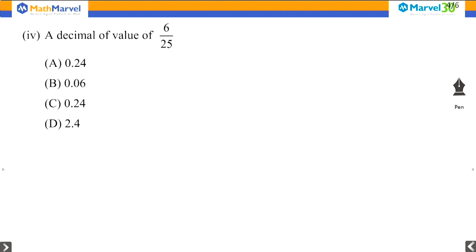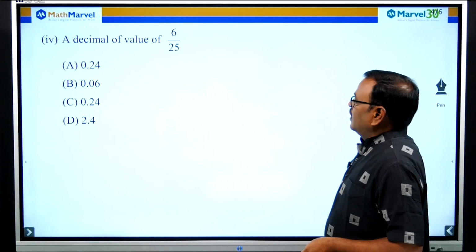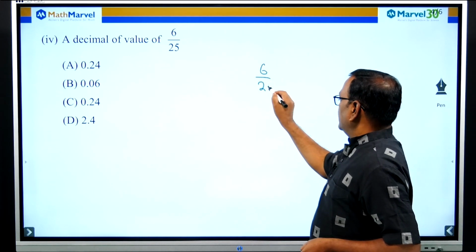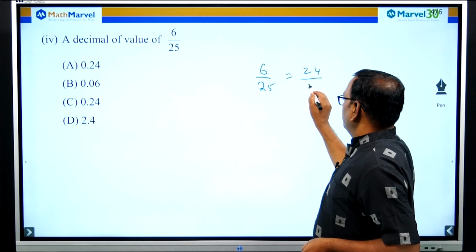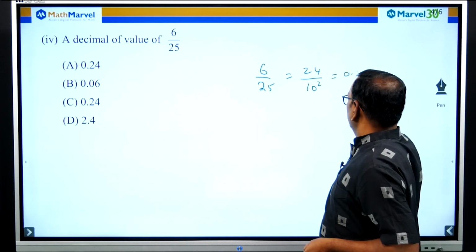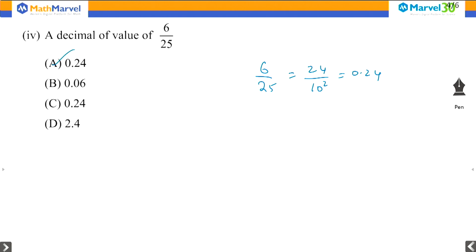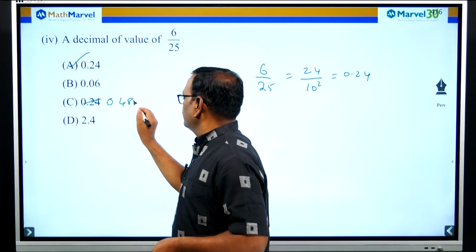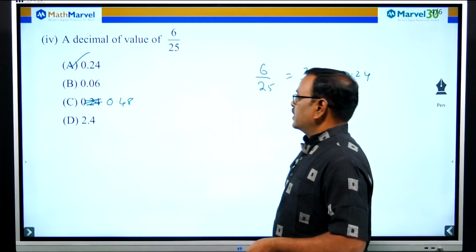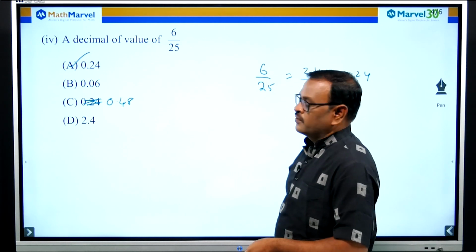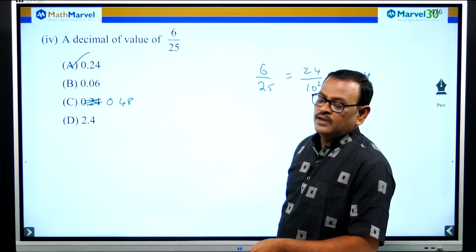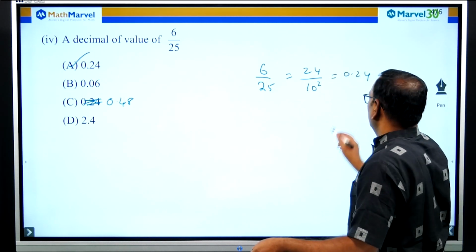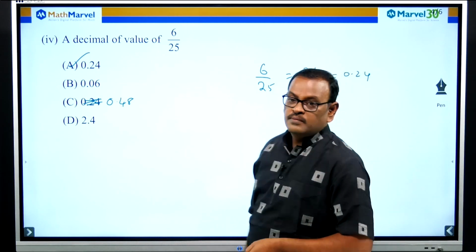Question number 4, the decimal value of 6 by 25. Already we discussed in the third subdivision, 6 by 25 can be written as 24 by 10 square, which is equal to 0.24, option A. How to convert in terms of decimal? Convert the denominator in terms of powers of 10. So the power of 10 is 10 square, so 0.24 and hence the option is 0.24.